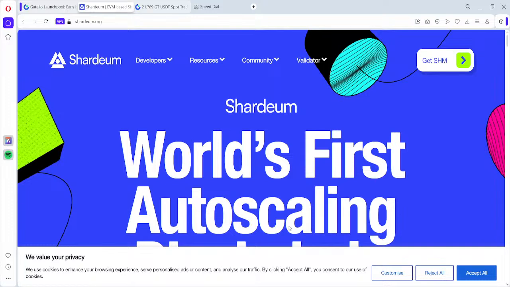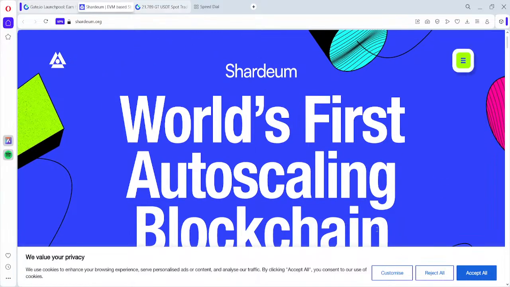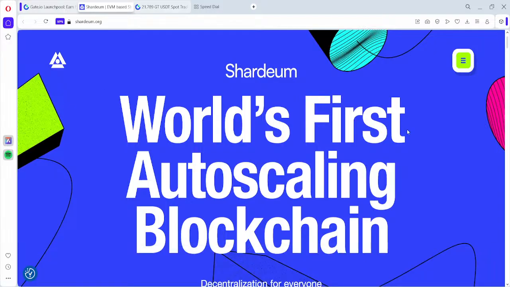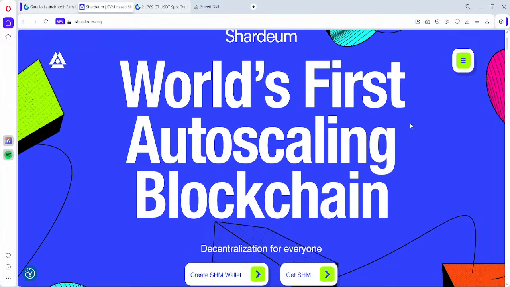Okay, so let's enter. What is the Shardeum project? This is auto scaling. They are trying to offer the world's first auto scaling blockchain. We can call this project a coin. The coin SHM is a coin because it's a blockchain related project. It is not a token, it is a coin.